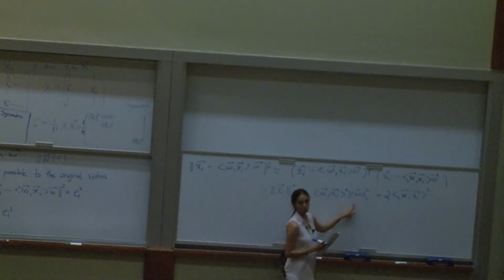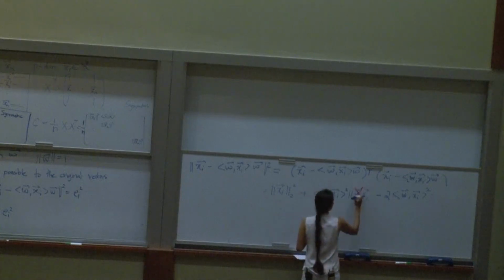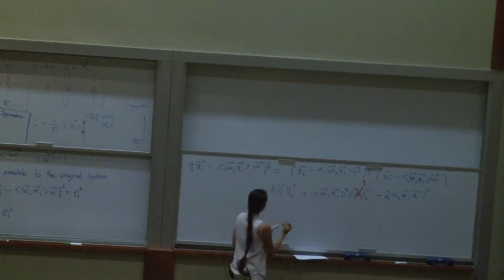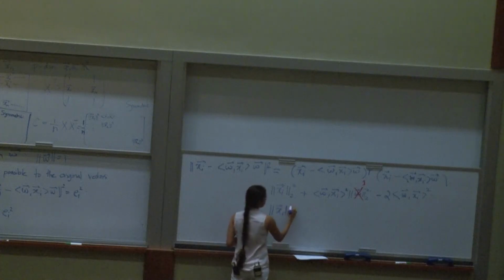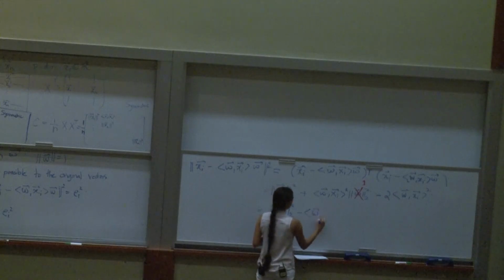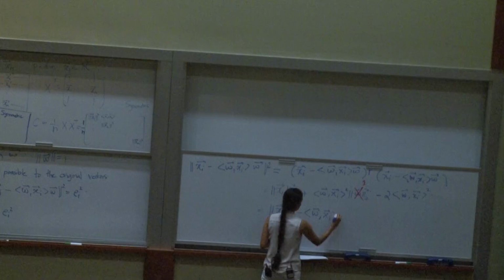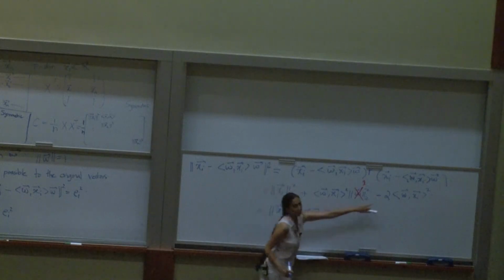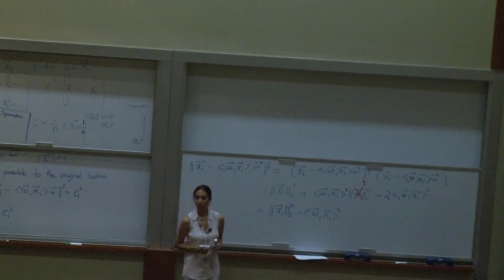But now what is this quantity? This is just 1, so I can replace this with a 1. So this gives me xi squared minus w inner product xi, whole squared. Because this and this are the same, and you get this. Yes?